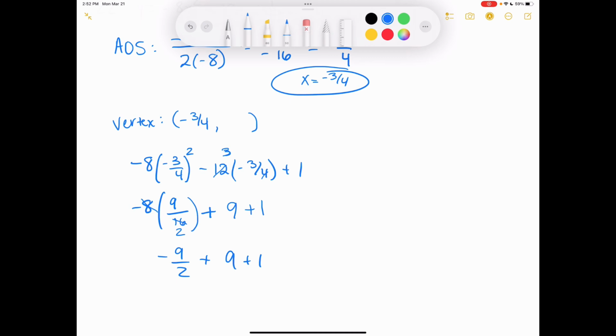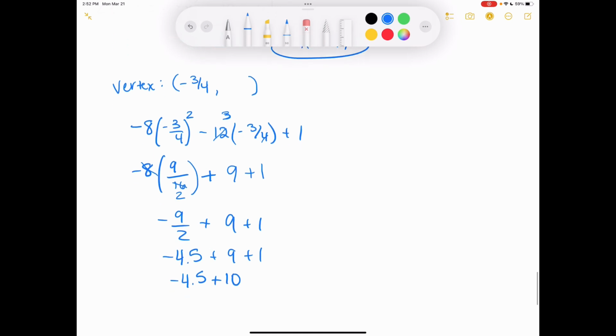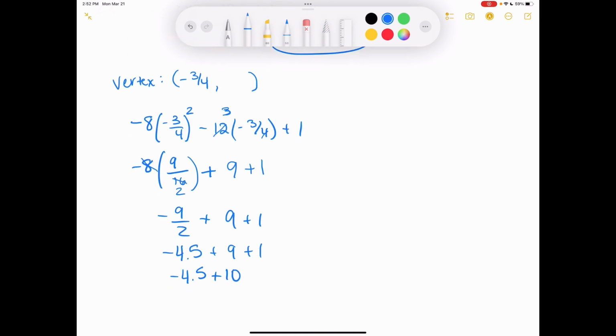How many times does 2 go into 8? 4. And then 2 goes into 1 half a time. So this is going to be negative 4.5. Then plus 9, plus 1. So this is 10 plus negative 4.5. If I subtract 4.5 from 10, that's going to leave me with 5.5.